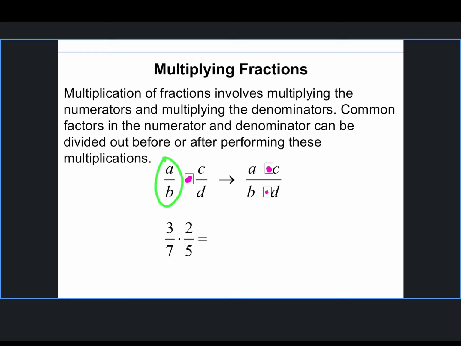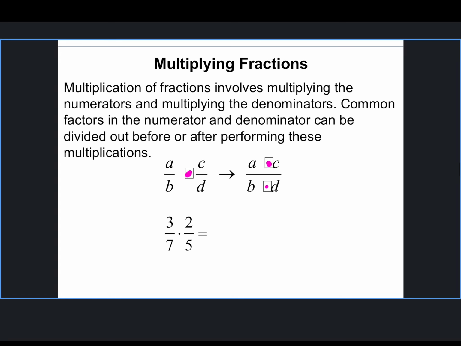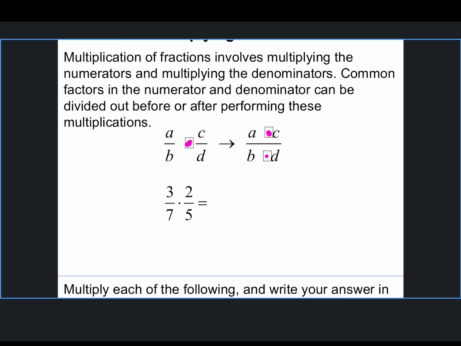So if I have a fraction a over b times a fraction c over d, what I do is I multiply the numerators together and the denominators together. So it's top times top, bottom times bottom. Questions? Anybody? Someone has something they want to ask. No? We're good.